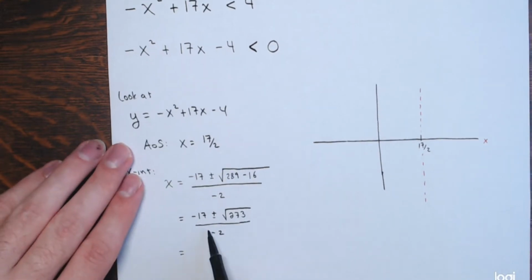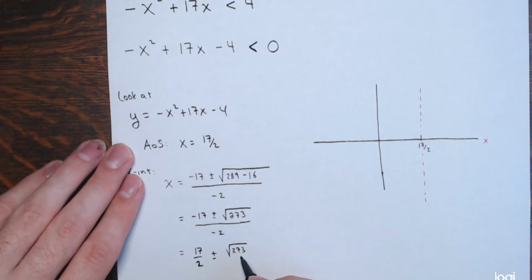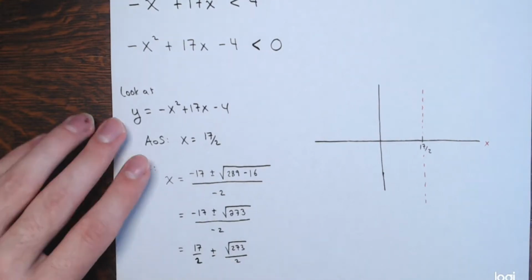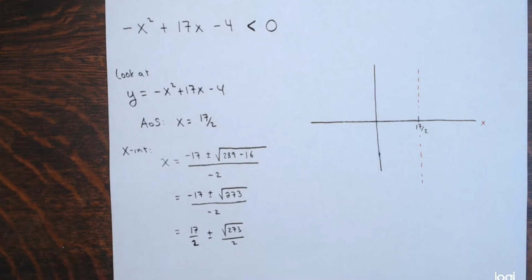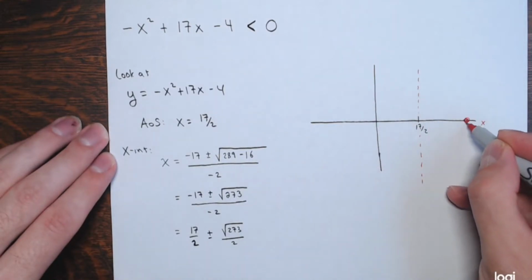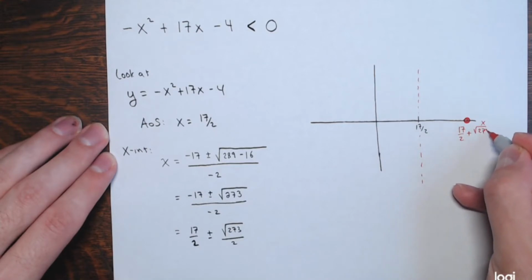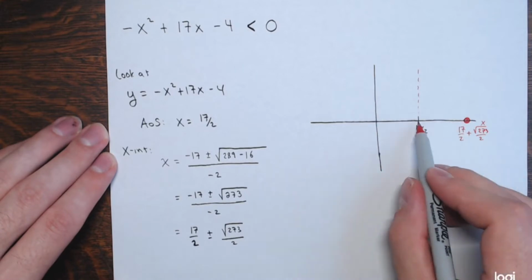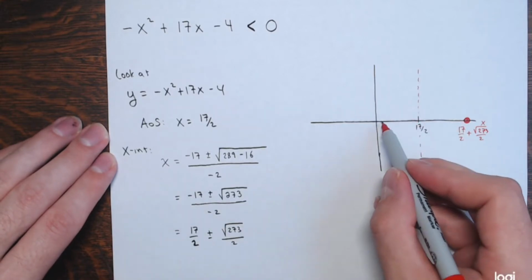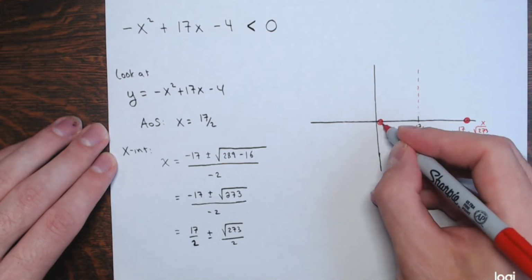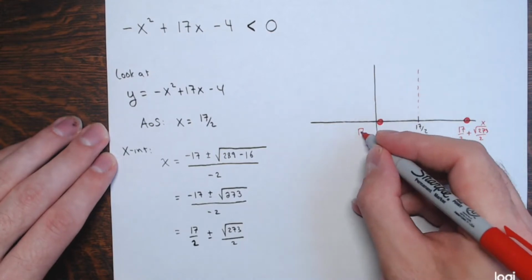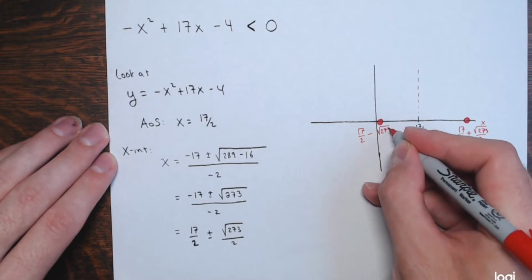So dividing each of these in the numerator by negative 2, we have positive 17 halves, and then plus or minus, because it'll turn to minus, plus, plus, minus, it doesn't matter, the square root of 273 divided by 2. So one of those is to the right of 17 halves: 17 halves plus the square root of 273 divided by 2. And the other one is the same distance, but on the left side. I don't know if that's going to be positive or negative, it doesn't matter. I'm just putting a point on the x-axis here. Here's 17 halves minus the square root of 273 divided by 2.